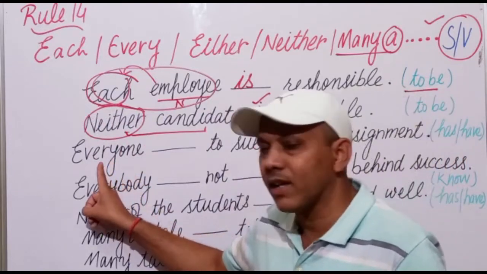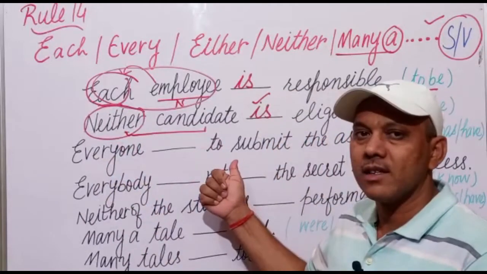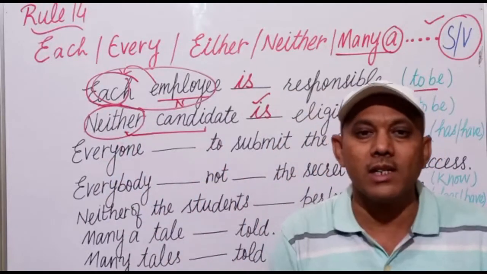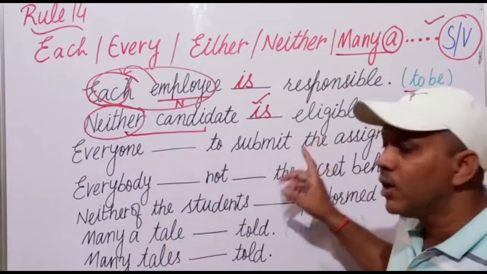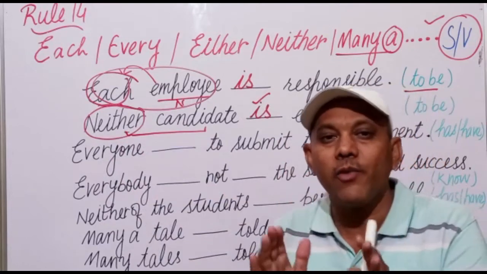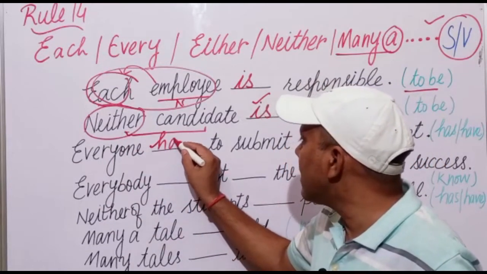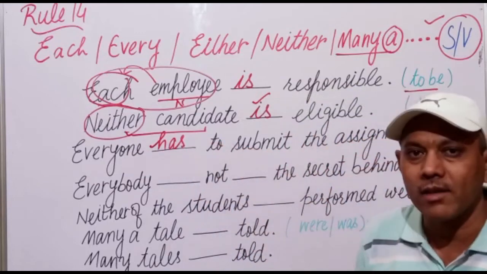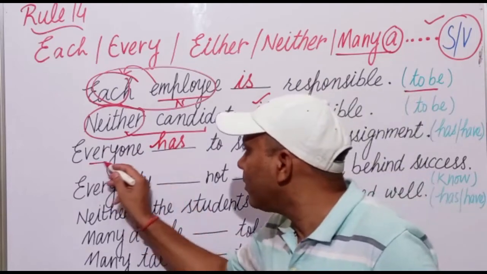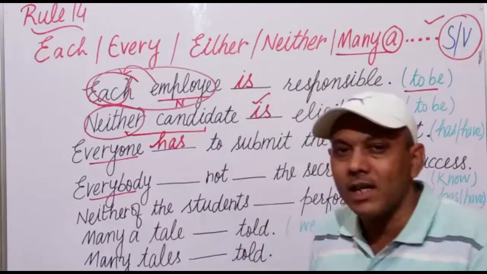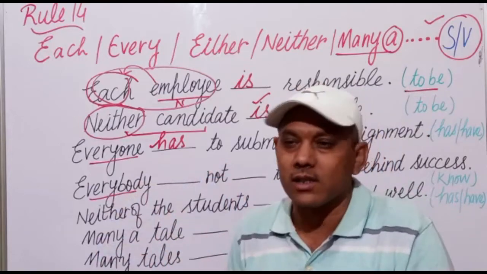Next is everyone. Everyone is the subject itself in this sentence. Everyone means a singular subject. Everyone dash to submit the assignment. We have to fill in the correct form of have. Everyone has to submit the assignment. Next is everybody. Either it is everyone or it is everybody, it is always a singular subject.